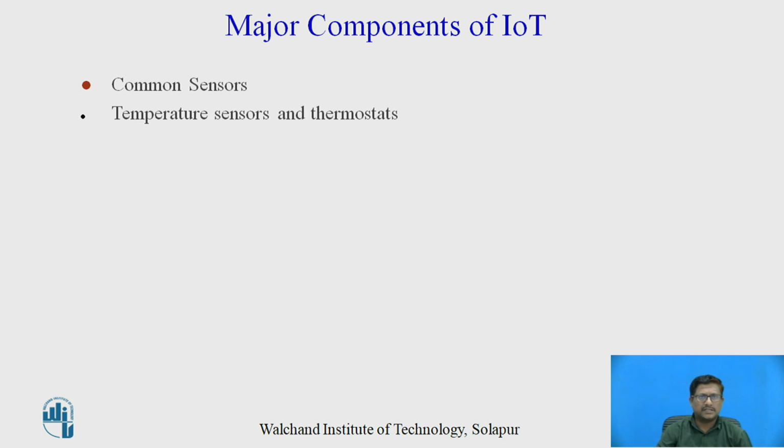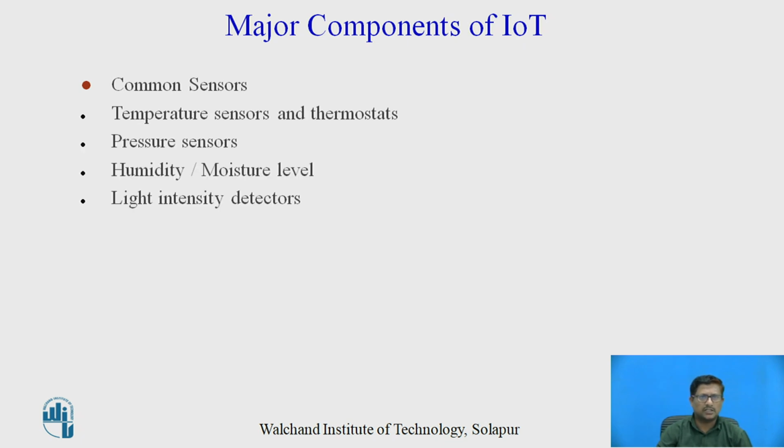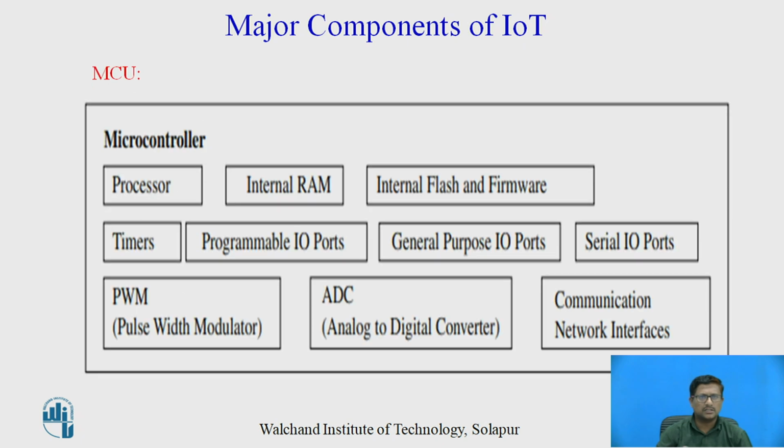Next, common sensors: temperature sensors, thermostats, pressure sensors, humidity sensors, moisture level sensors, light intensity detectors, moisture sensors, proximity detection, RFID tags, IR sensors. These are the common sensors.